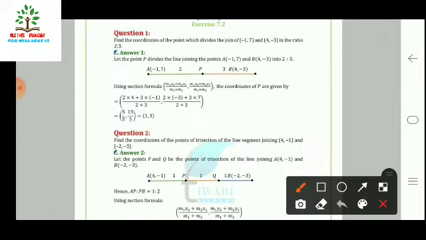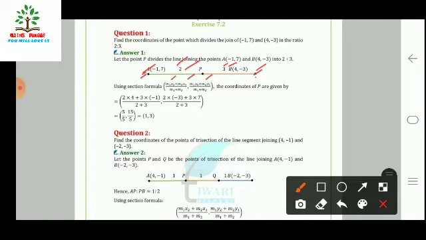Looking at the question, we have taken A as the point (-1, 7), B as (4, -3), and the ratio is 2 is to 3. So this is our m1, this is our m2. This value is (x1, y1) and this is (x2, y2). As we all know, the section formula is (m1 x2 + m2 x1)/(m1 + m2) and (m1 y2 + m2 y1)/(m1 + m2).